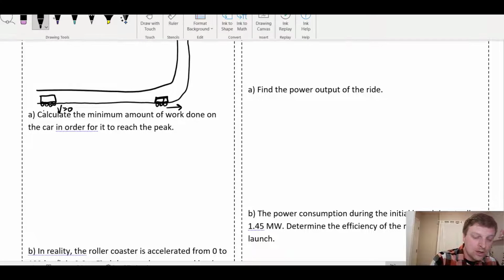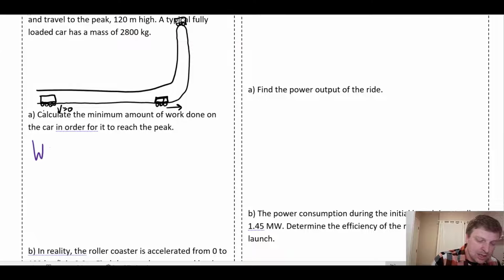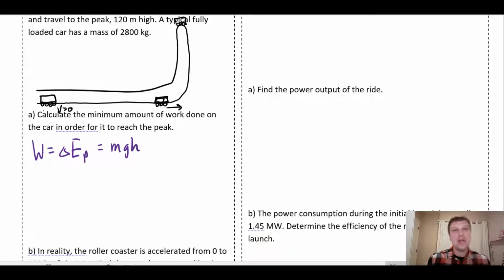Well, I guess the work needed in this case is going to be the change in energy, which would be the potential energy. It needs to start at the bottom and have enough energy to get 120 meters in the air. So that's just going to be mgh. And notice that if you just barely get to the top, then all of the kinetic energy at the bottom is entirely converted into potential at the top. So we don't have any leftover kinetic to worry about.